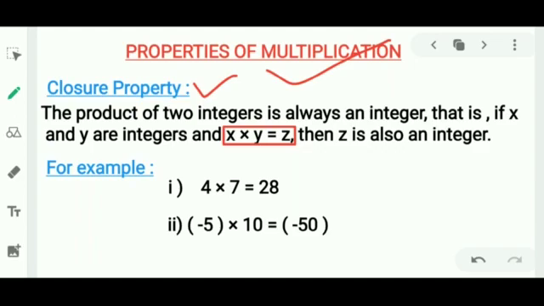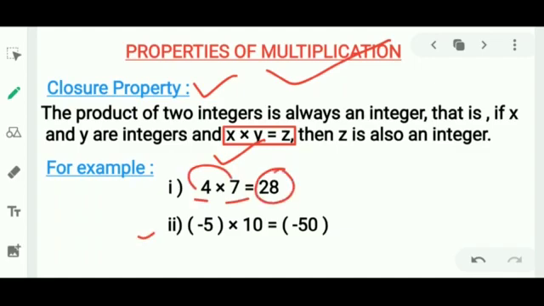That is, if x and y are two integers, then their product, meaning their multiplication x multiplied by y, is equal to z. Then z is also an integer. So we can say that if we multiply any two integers, the number we get can only be an integer. For example, we take two integers, the first one is 4 and the second one is 7. When we multiply them, we get 28.